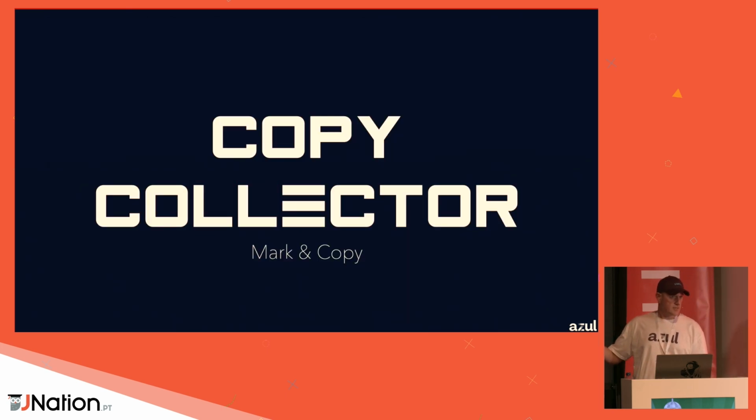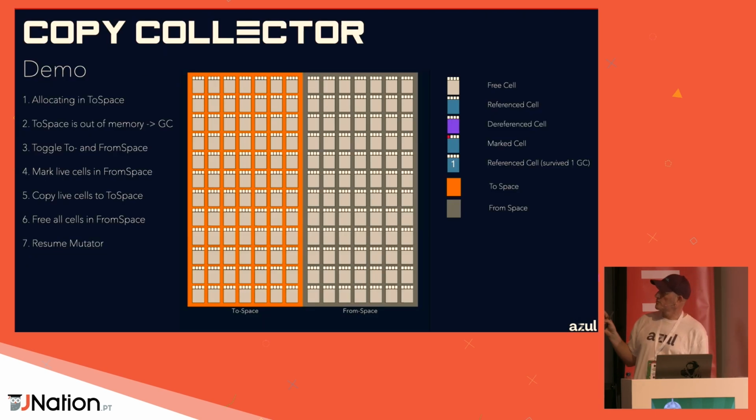Which leads me to the next one. Totally different approach to the problem. It's a so-called copy collector, and the copy collector looks also different. We have two different areas, the so-called from area and the to area. And this will toggle. Every time we do a collection, we toggle the areas. From becomes to and vice versa.